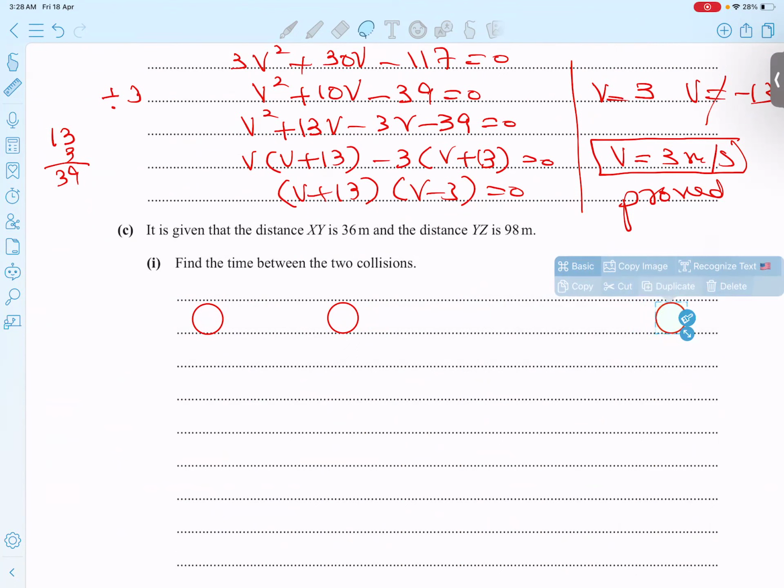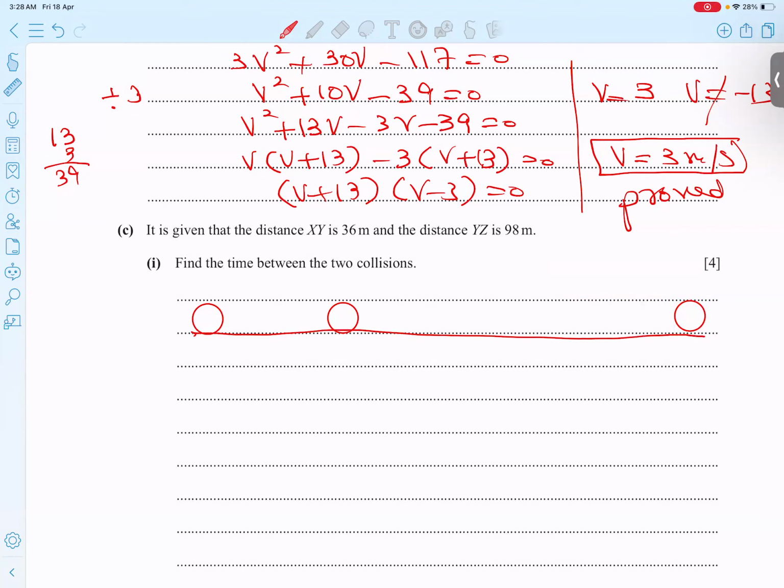Okay, 36. I think this is okay. The reason is very clear. You can see this is 36 and almost triple is 98. Almost, just a rough idea. This is particle A, this is particle B, C, X, Y, and Z. Situation number 1, and what distance is given here? 36 meters. Okay, I think I make it here, 36 meters. And this distance is 98 meters.